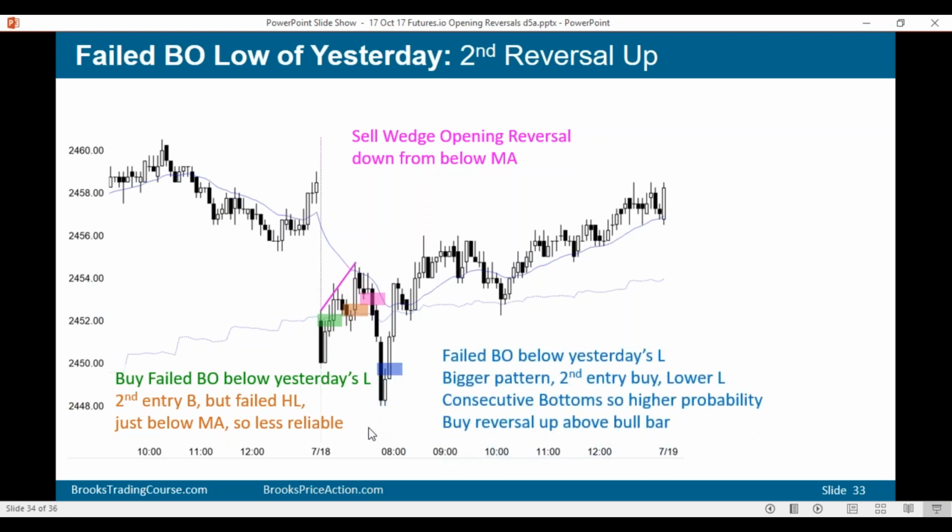And instead, we got a lower low major trend reversal. You can call it a double bottom. And the bears would get out above this decent bull bar. Aggressive bulls would buy, or they'd wait for a couple strong bull bars and then buy a close or buy a pullback.